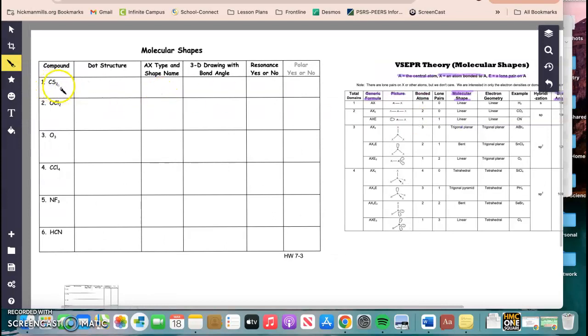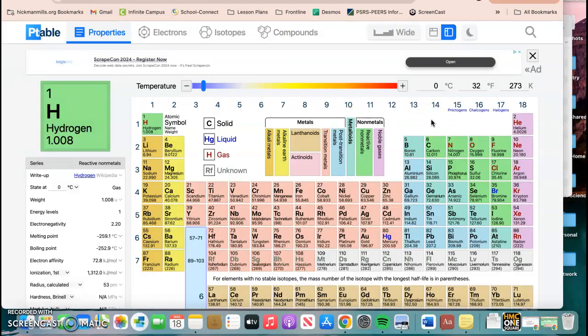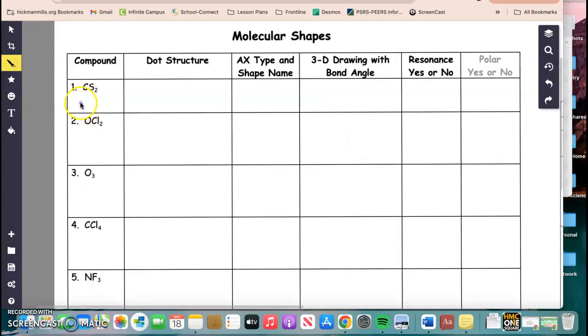Our first example is CS2. Our first step is to determine how many valence electrons we have in carbon and how many we have in sulfur. Carbon has 4, sulfur has 6, and we have 2 of those, so that's 12. That's going to give us a total of 16 valence electrons for us to work with. So that is our total.